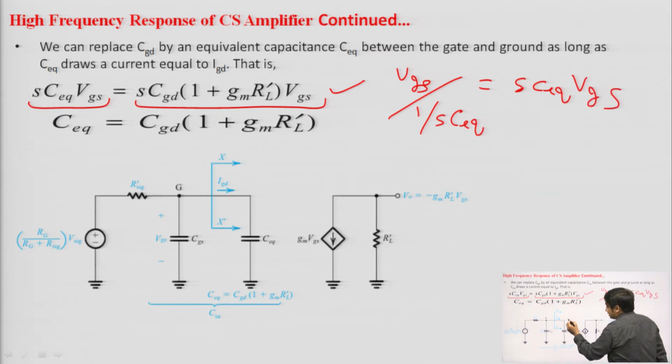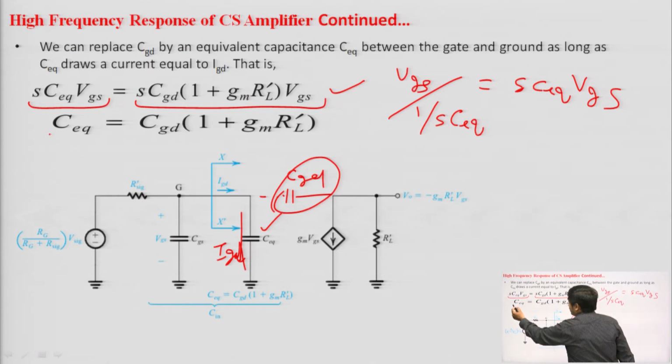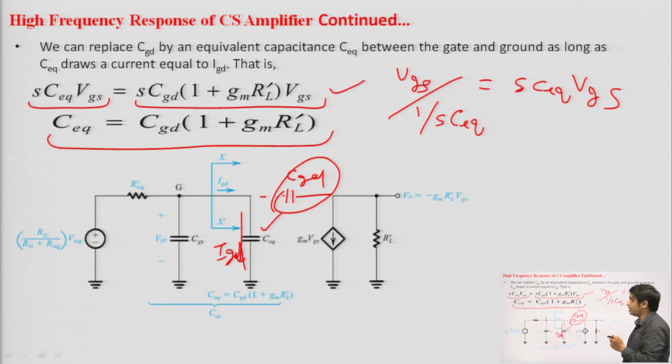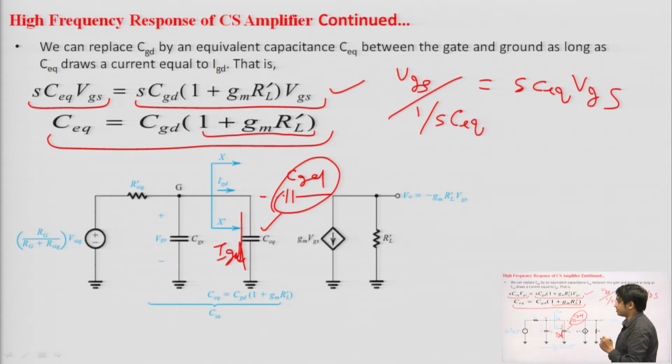Now, the capacitor which we have connected here, called CGD, is replaced with another capacitor C equivalent, and the current flowing through C equivalent is your IGD. The current should be the same, only then we can replace it. By doing this we get the expression for C equivalent: C equivalent is equal to CGD into (1 plus GM RL dash). So, the equivalent input capacitance is increased by the factor 1 plus GM RL dash.